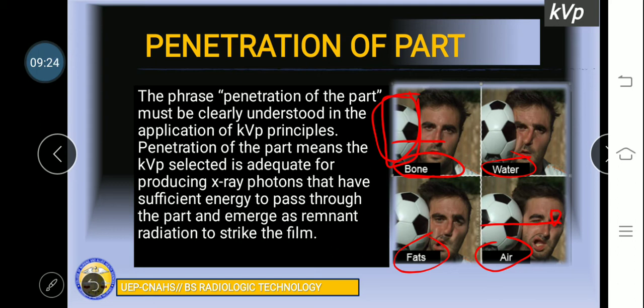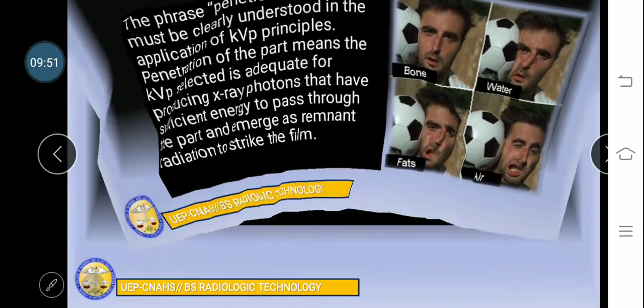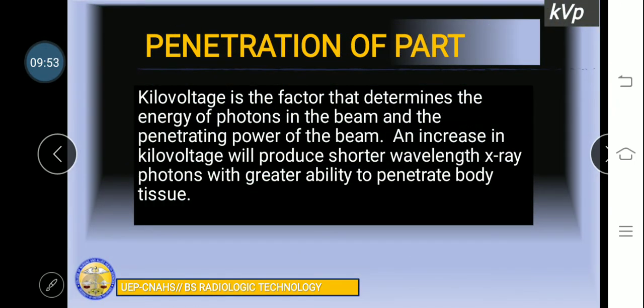So what if bone talaga yung X-ray natin? So our remedy is we have to increase the energy of this photon para makatagos talaga siya doon, di ba? So yung gagawin natin is we have to increase the penetrating power. Kahit bone pa yan, kaya niyang matagos or daanan. So, ito. Kilovoltage is the factor that determines the energy of photons in the beam and penetrating power of the beam.